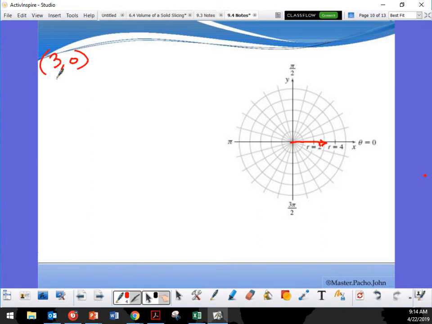And what was the next one? Negative 2, pi fourths. All right, so if my radius goes this way, negative 2 would go this way, right? And it's traveling which way? Pi over 4. So pi over 4 is going to be right here.